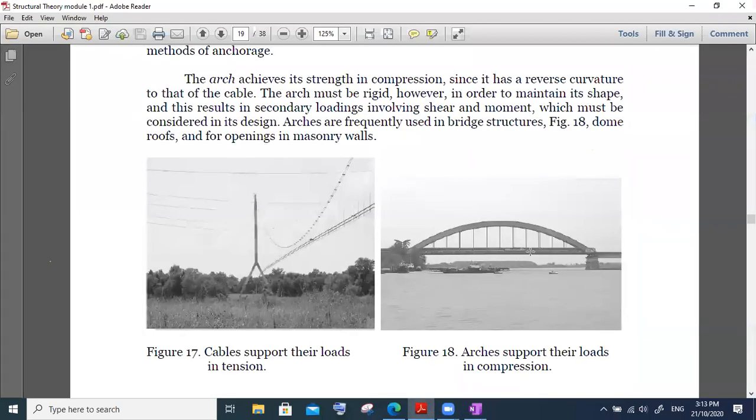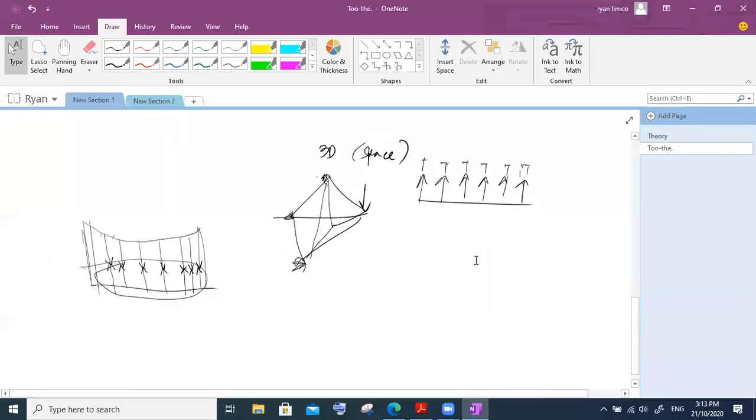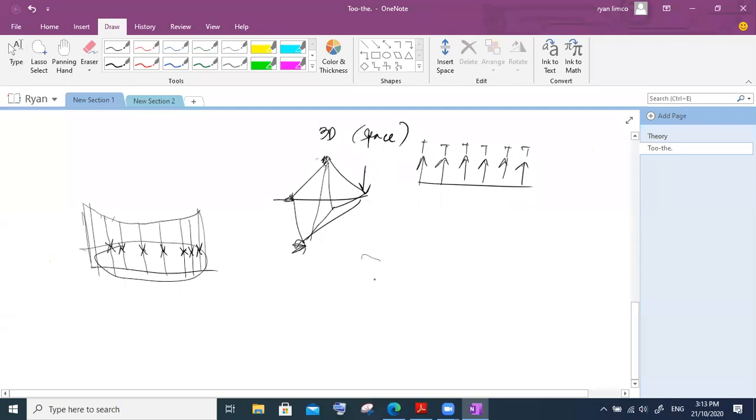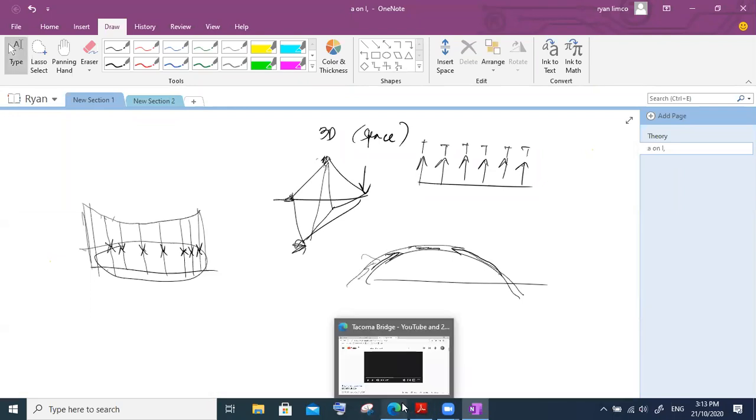While in this one, arc naman yung ginamit niya since this is an arc. Arc yung gamit. This is the arc. And it is subjected naman sa compression kasi ito yung mangyayari. Magsasalubungan sila. This is subjected to compressive loading. That is an arc.